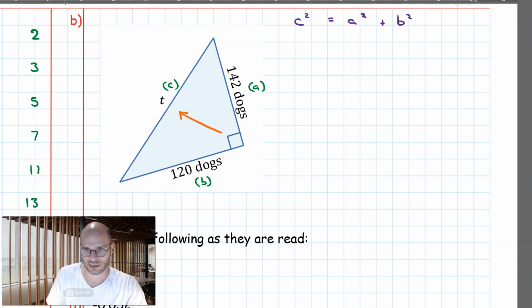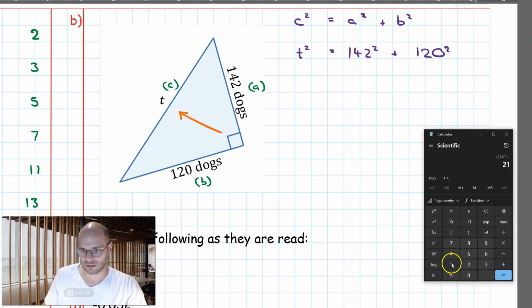After which, I start the substitution. So my C in this instance is T, so I put in T squared. My A is 142 squared. And my B is 120 squared. Now these are really big numbers, so again I need to use my calculator.